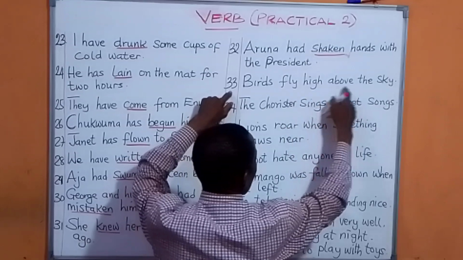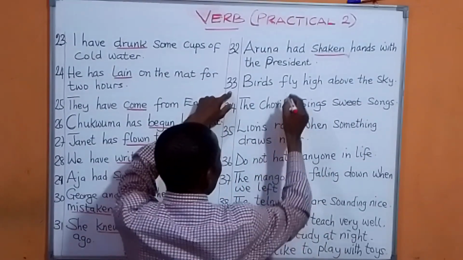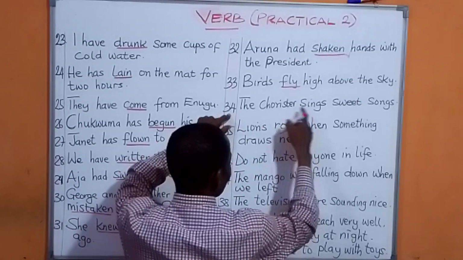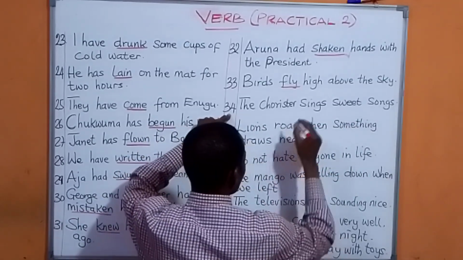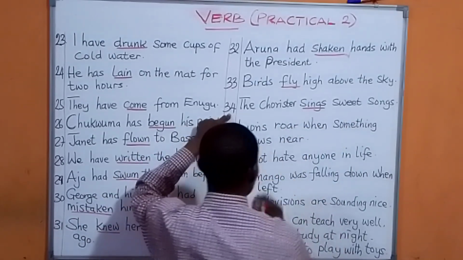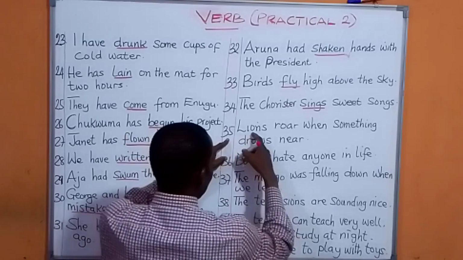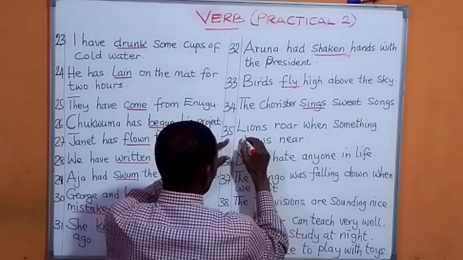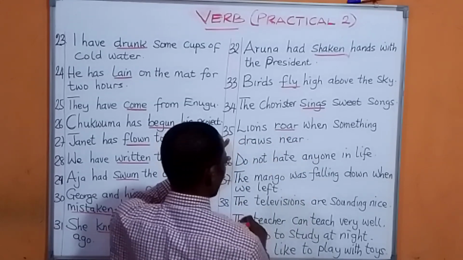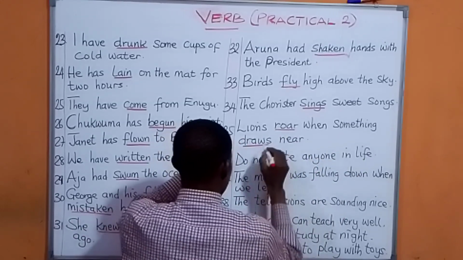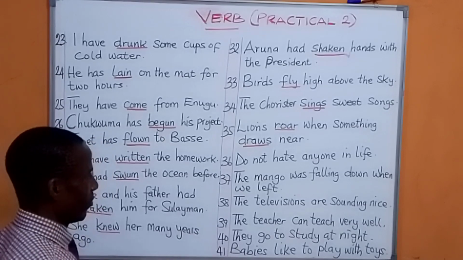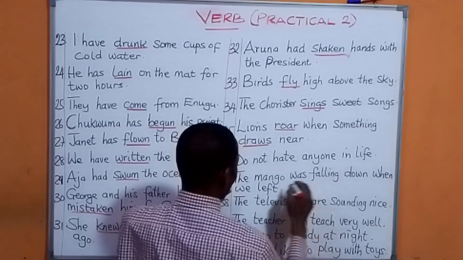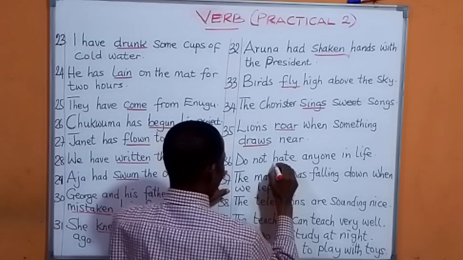Birds fly high above the sky. What's the action word there? Fly. The chorister sings sweet songs. What's the action word there? Sings. Lions roar when something draws near. What's the action word there? Roar, and then draws near. Action words there. Do not hate anyone in life. What's the action word there? Hate.